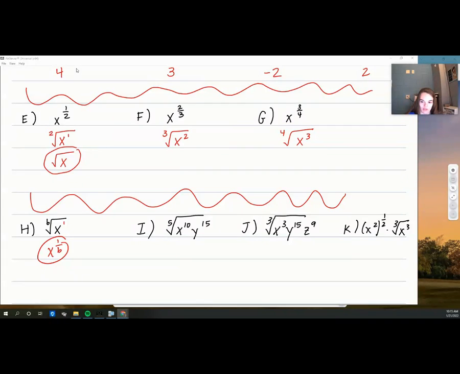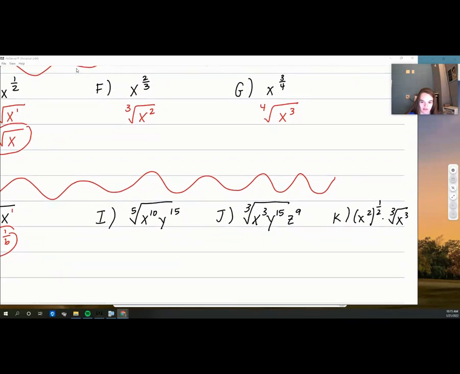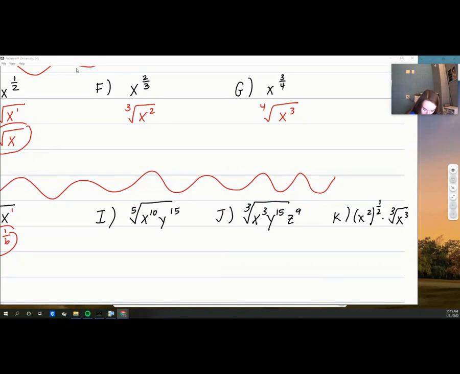All right, now when we have more than 1, like we do in I, J, and K, we're going to have x to the 10 over 5. We're going to have y to the 15 over 5. But we're going to divide if we can. And on these we can. 10 divided by 5 is 2, so this is x to the 2nd power. 15 divided by 5 is 3, so y to the 3rd. So sometimes you can actually simplify them the rest of the way.